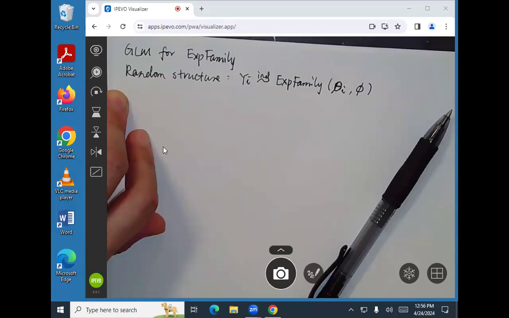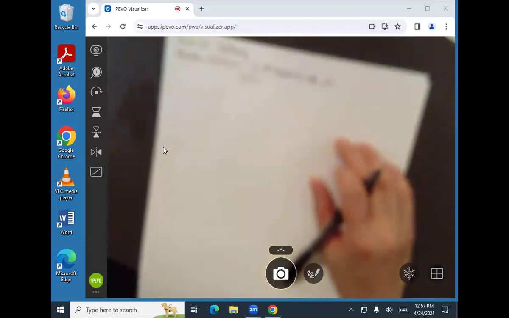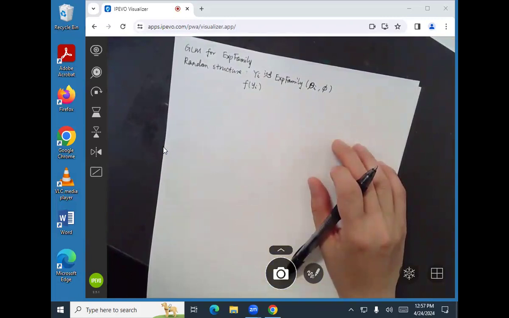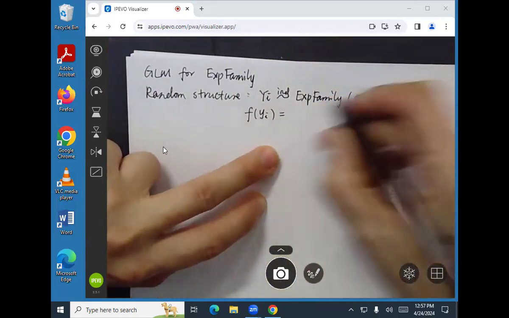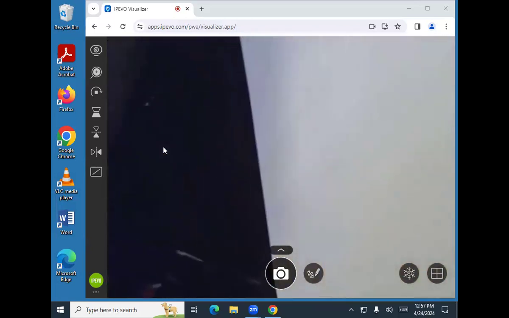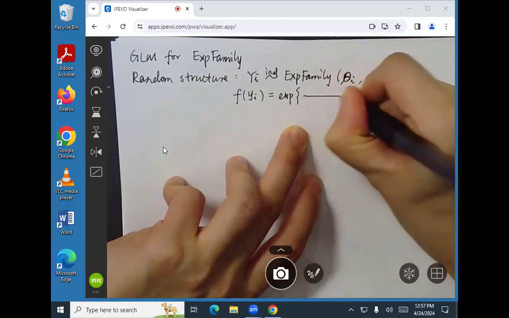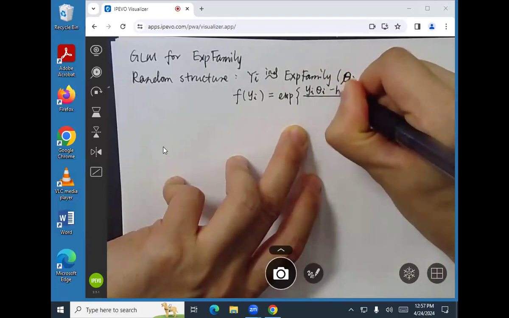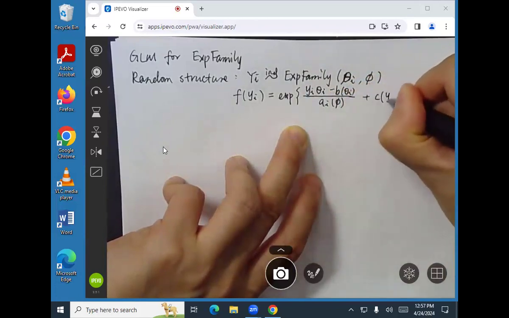Going back to the exponential family distribution, if you recall, we write the density f of yi as an exponential family with exponent yi times theta i minus b function theta i, over a_i function of phi, plus a c function of yi and phi.